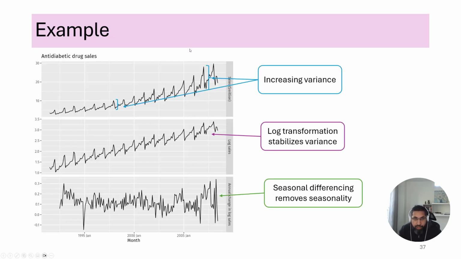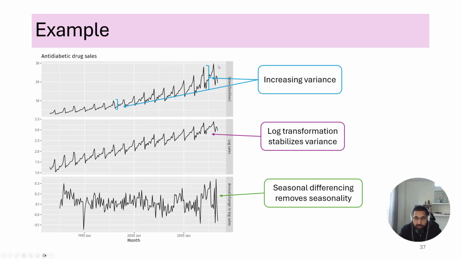Okay. Now let me show you an example. This is anti-diabetic drug sales. You can see that there's seasonality because the sales peak around the same time. This is monthly data, so every year around the same month, the sales peak. So there's seasonality. In addition to seasonality, we also have increasing variance. Look at the jump, the peak versus trough, for this year on the right hand side. The variation in this year is a lot more than the variation in the past years. So the variation is also growing.